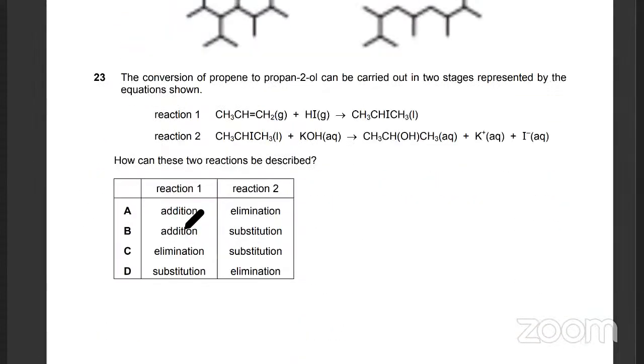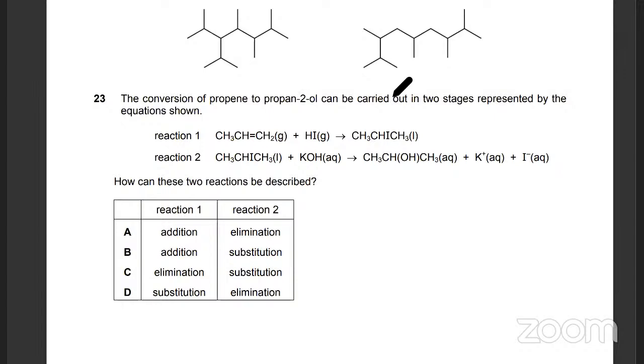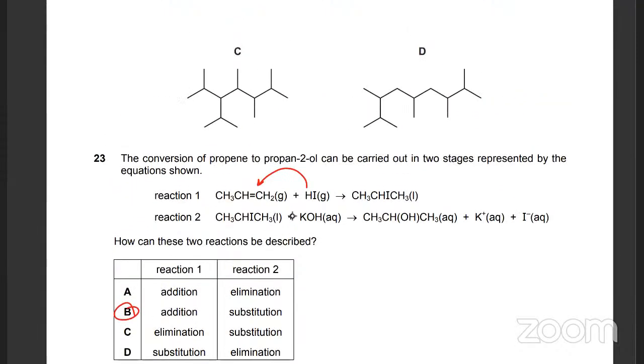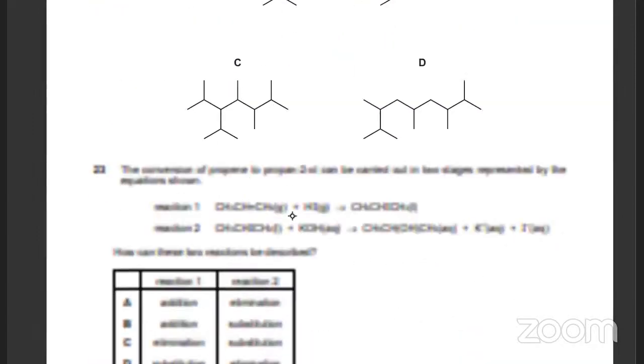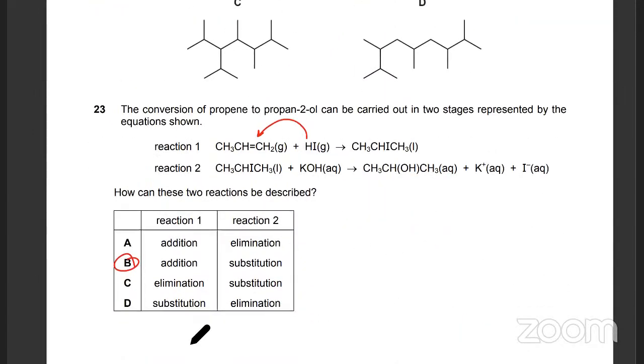So anyways, moving to the previous one: the conversion of propene to propan-2-ol can be carried out in 2 stages represented by the equations shown. This is an addition reaction: HI gets added to the double bond. This one is a displacement reaction. The iodine gets displaced by OH, nucleophilic substitution. So addition and substitution, that's it. Moving on, this one is slightly tricky. Is this part clear? Yes.